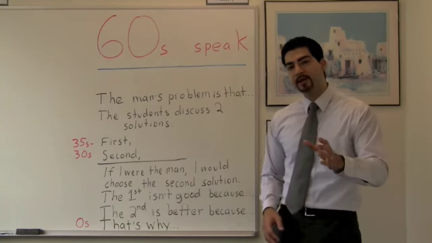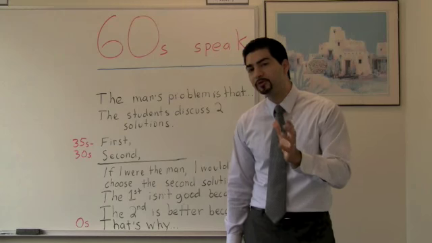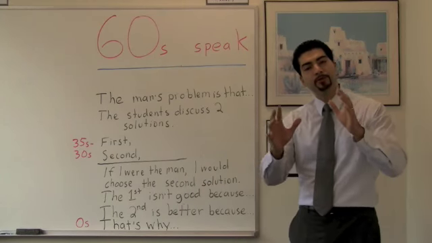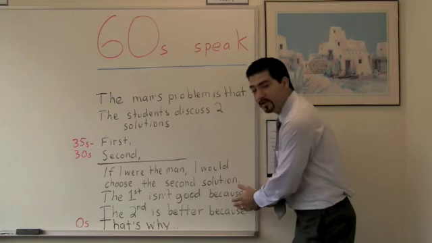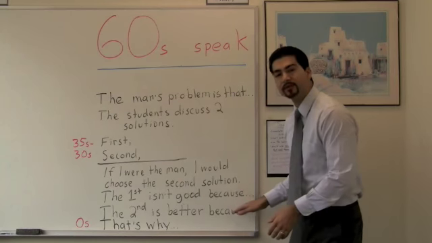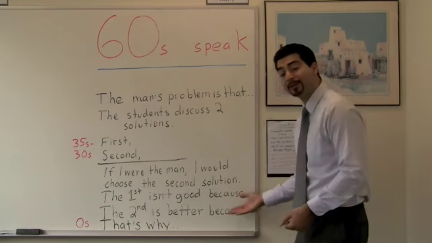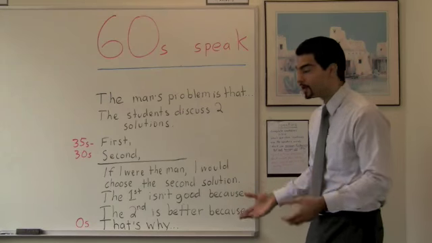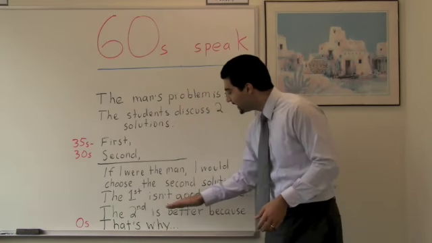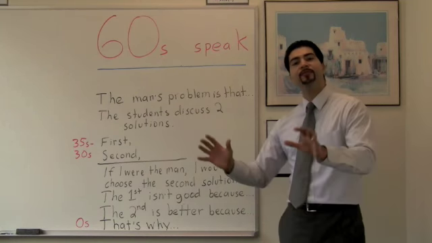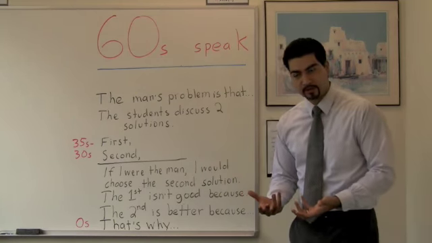Now, this is where you actually use the responses that you heard in the conversation. What you're going to do is use the negative response for solution 1 here. You're going to say the first solution isn't good because it's not very good, and explain why it wasn't very good from the conversation. Then you'll say the second is better because, and you'll use the positive information.